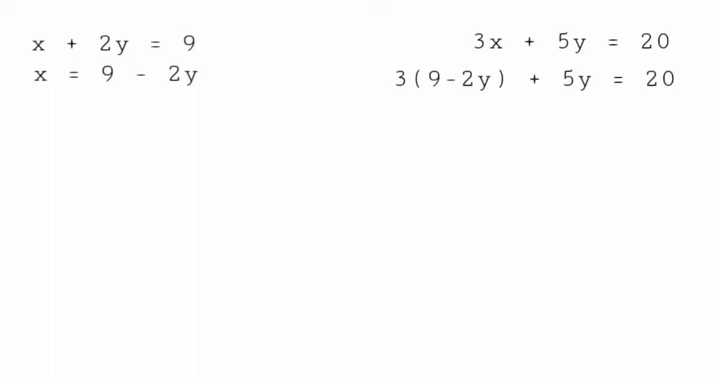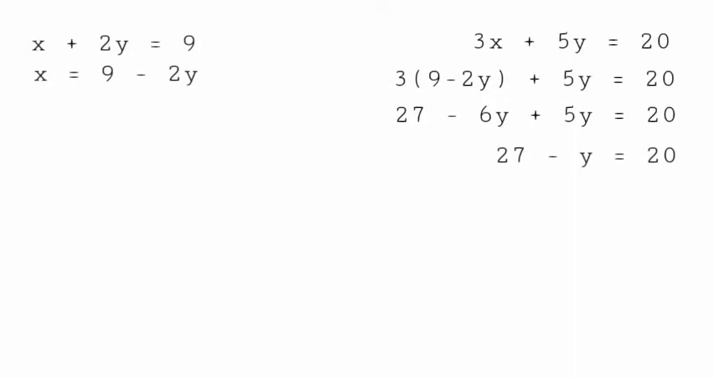The reason why it's useful is now I have one equation with one unknown and I can solve it for y. So let's do that. 3 times 9 is 27. 3 times negative 2y is negative 6y. So now it's 27 minus 6y plus 5y equals 20. Add negative 6y plus 5y. Now you have 27 minus y equals 20.